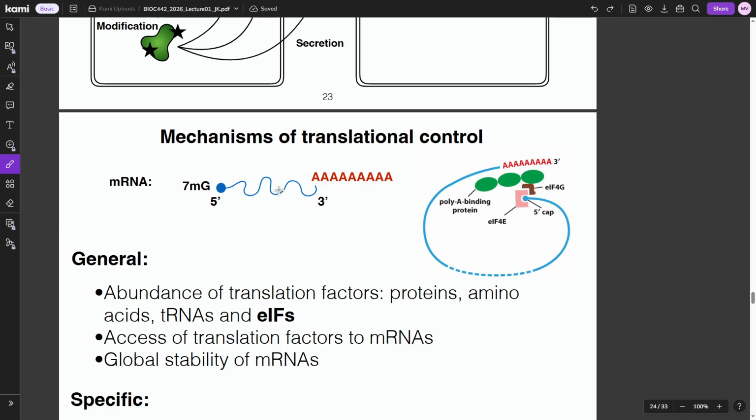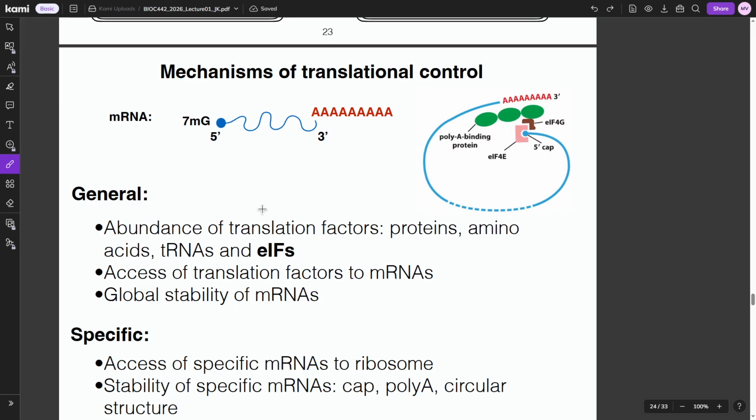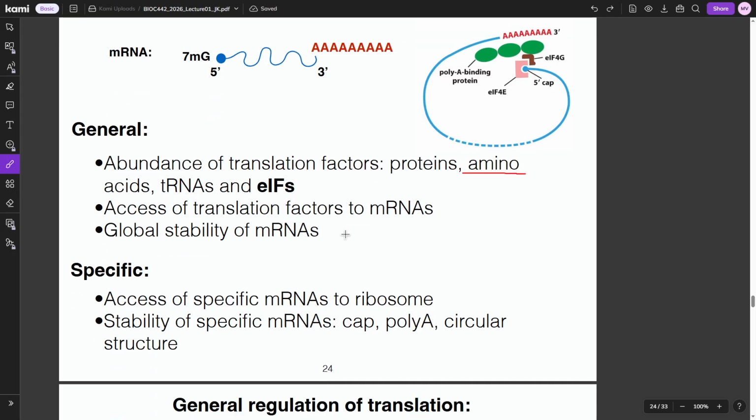And so there's a bunch of ways that translation is actually regulated and controlled. So, there's a lot of different translation factors. So there's proteins, there's amino acids. So, proteins can regulate translation. A lack of amino acids can regulate translation. A lack of tRNAs can regulate translation. And specifically here, initiation factors. If you remember from 441, there's IF2, IF1, IF3. Those initiation factors are helpful.